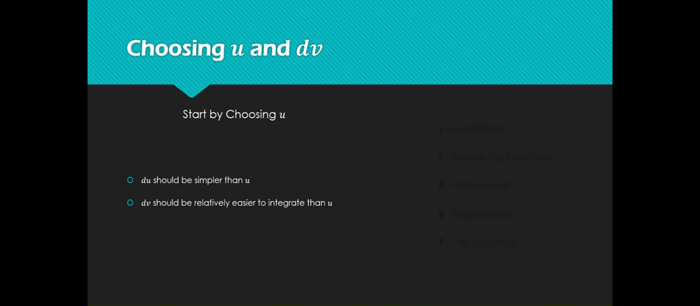And a good rule of thumb for this is to remember the acronym LIPET, L-I-P-E-T. This gives us kind of an order of what we would choose for u. So my first choice in an integral for what u would be is a natural log. Harder to integrate, much easier to take the derivative of. So if I have a log of some kind, like a natural log of x, inside my integral, that is my first choice for u. If I don't have a log in there, but I have an inverse trig function, like arctan or sine inverse of x, then that would be my first choice, absent a logarithm.